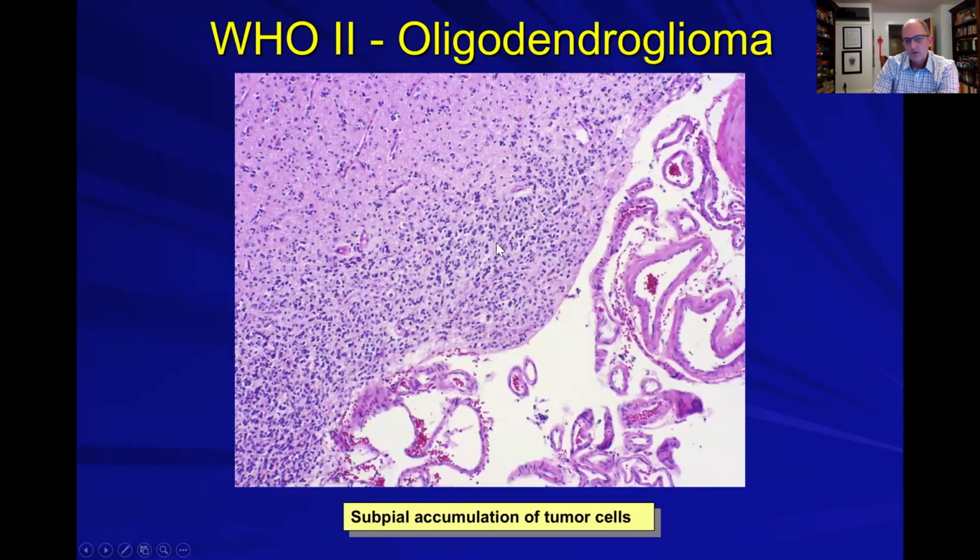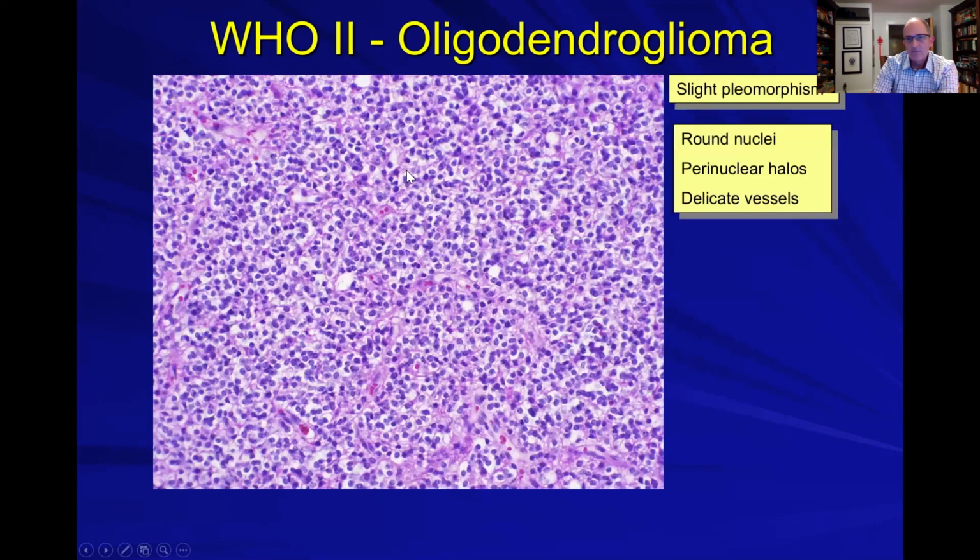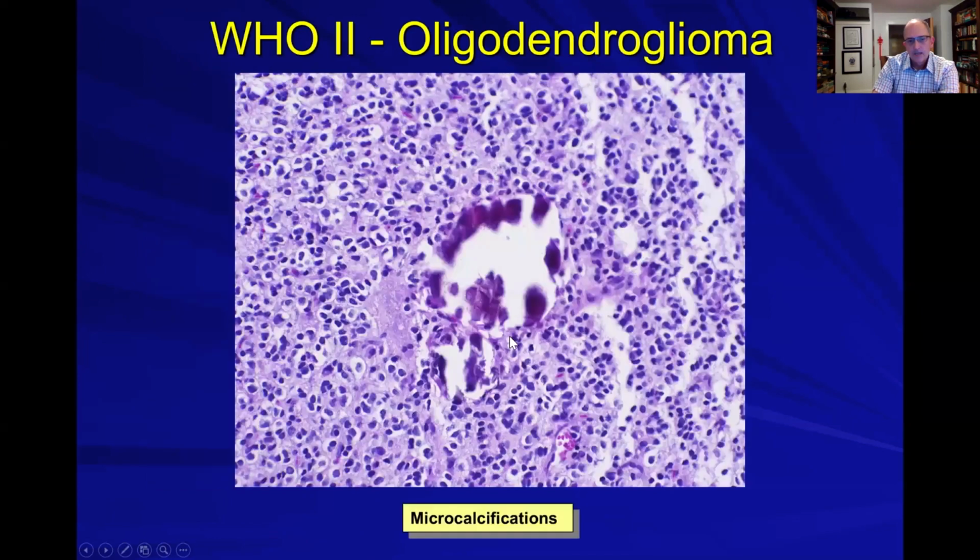So here's a picture of what these look like, and this is an example of how it gets right out to the pia. Here's the pia, and you can see this dense collection of tumor cells right up next to the pia there. Here's a good example of what those cells look like with that halo effect giving you that fried egg appearance. And if you step back, you can start to appreciate a little bit of that chicken wire vasculature. They have calcification, like I mentioned.